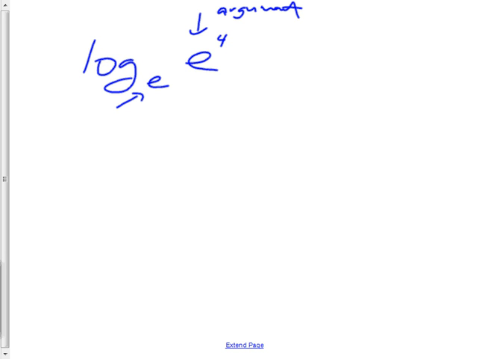Even if you don't really know what's going on, what do you think the answer is? 4. Because the two bases are the same. The answer is 4. Now let's try to figure out what's going on.